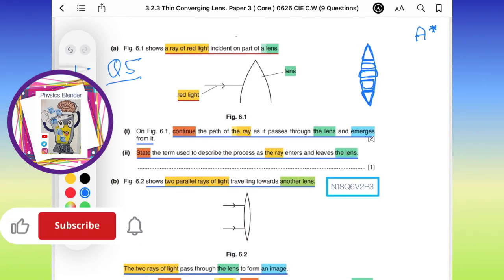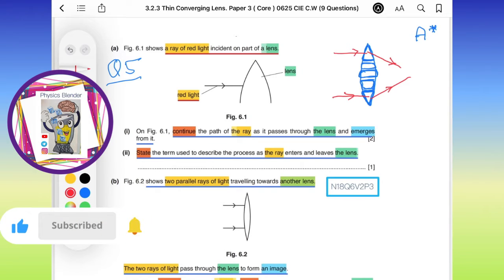Okay, so what happens here? If you have a light ray, it will refract towards the base of the prism, and this ray also will be refracted towards the base of the prism. That's why converging lenses are called converging. They converge light rays. Is it clear? Okay, this is number 1.